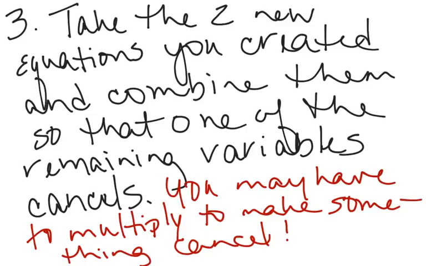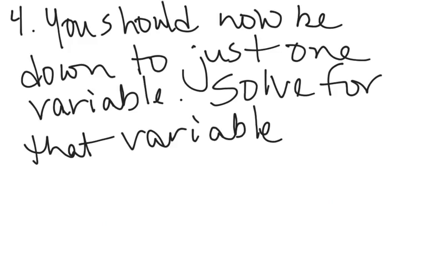Then you take the 2 new equations that you just created. There's one in 1A, there's one in 1B. Take those and combine them so that one of the remaining variables cancels. This is like what we did on Wednesday. You may have to, and will probably have to, multiply one or the other equations by something to make a variable cancel. Doesn't matter which variable you cancel here. When you do that, it should turn into an equation that only has one variable.